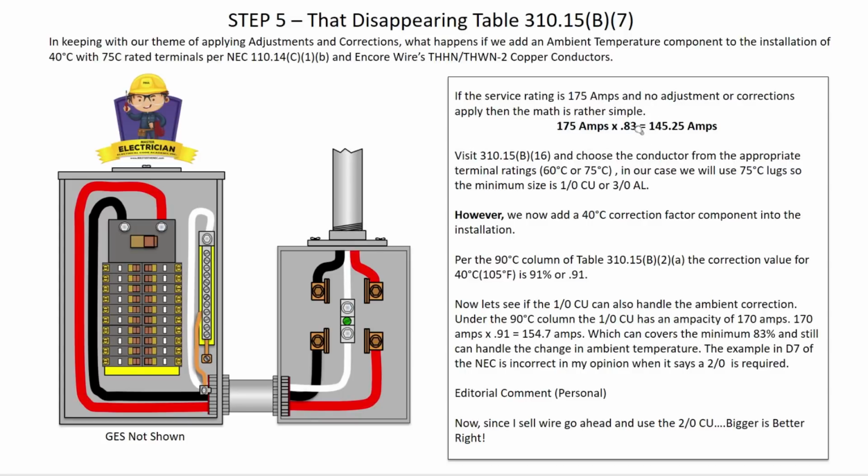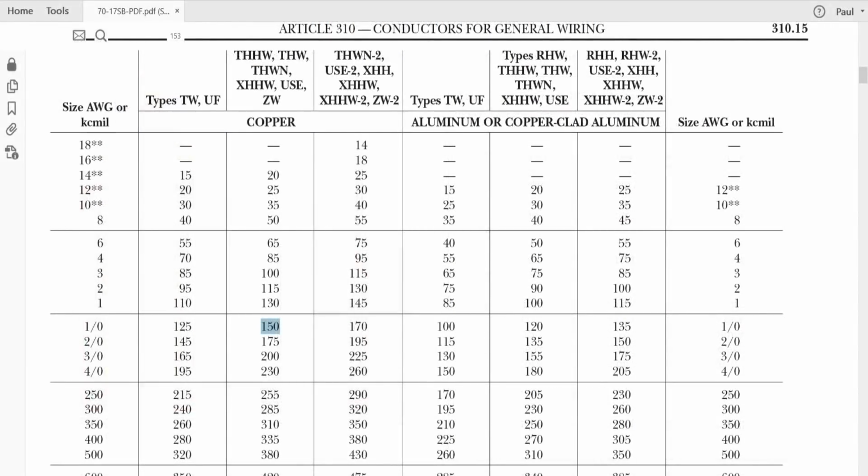We're using it because we want to make sure that we have a conductor after the adjustment or correction that it's still 83% of the 175 rating, okay? That's why we do that. So that's why we're using this one. So 145.25, let's go to the code, and let's see what we got.